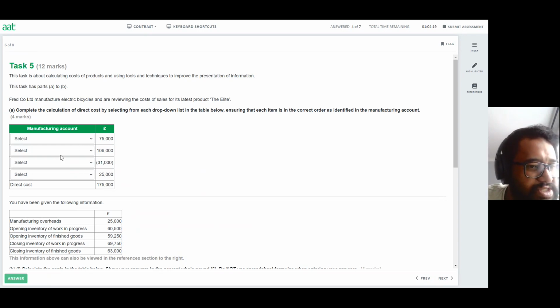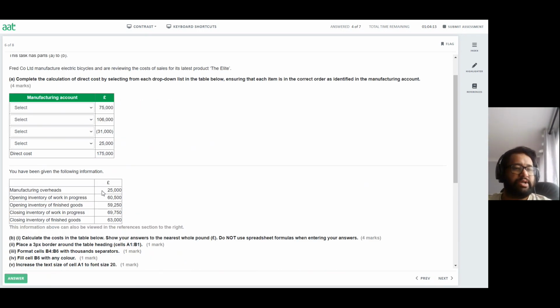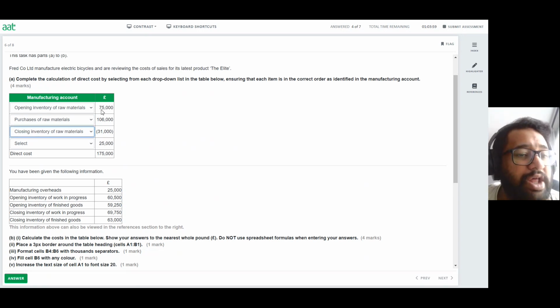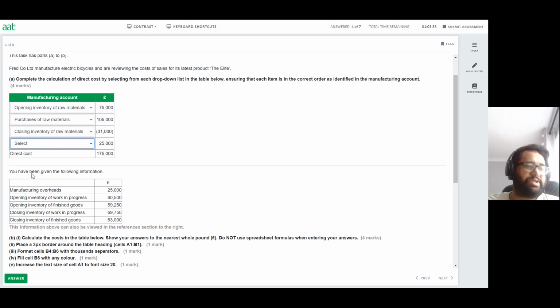So here, if you notice, this is the manufacturing account. We have to find out which one is what. Let's start with it. We normally start with opening inventory of raw material, purchase of raw material, and then take away the closing inventory of raw material. This is what will be calculated as it is, and obviously the labor is going to be the last one. This is the order I normally calculate them. I have to calculate the raw materials first, find the total material used, plus the direct labor will give you direct cost. So let's see whether that is correct.